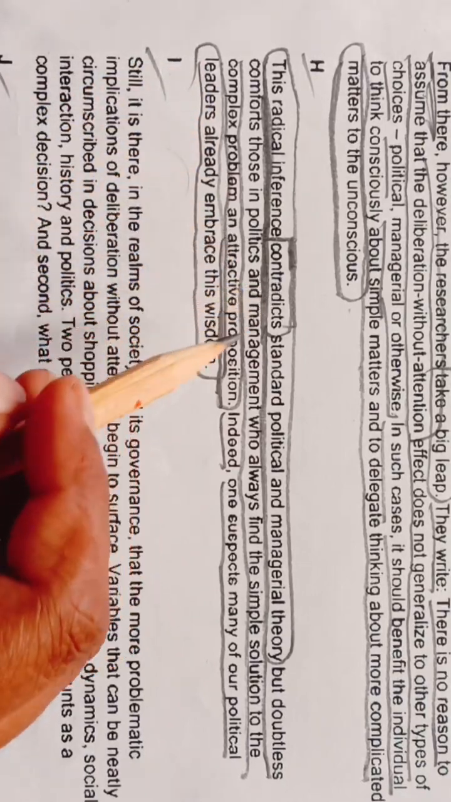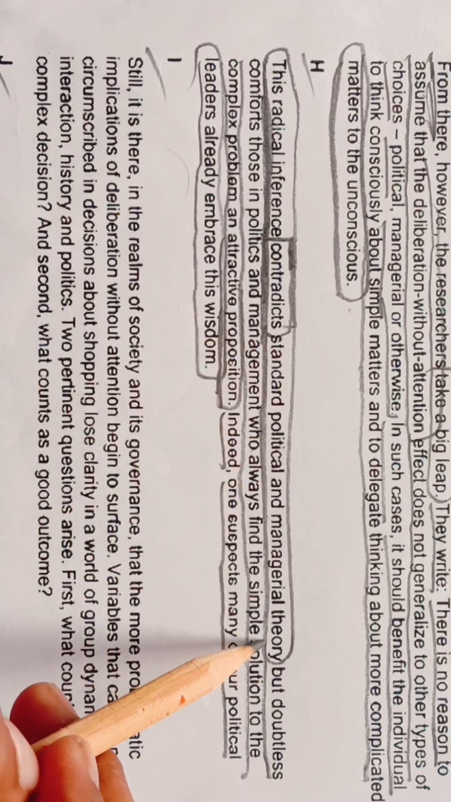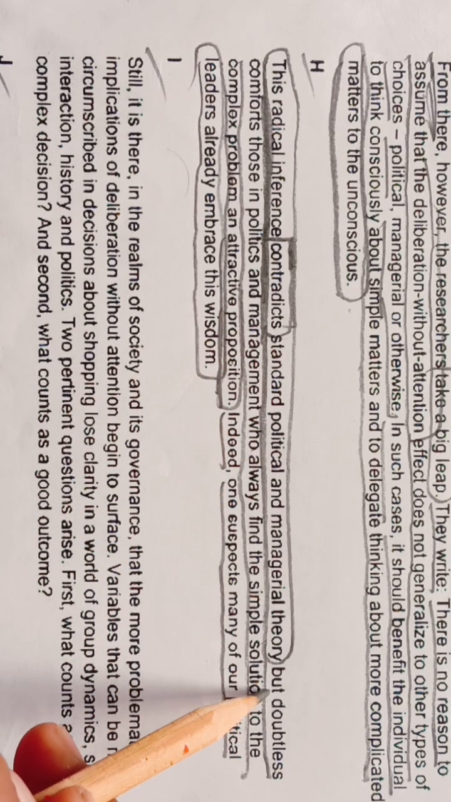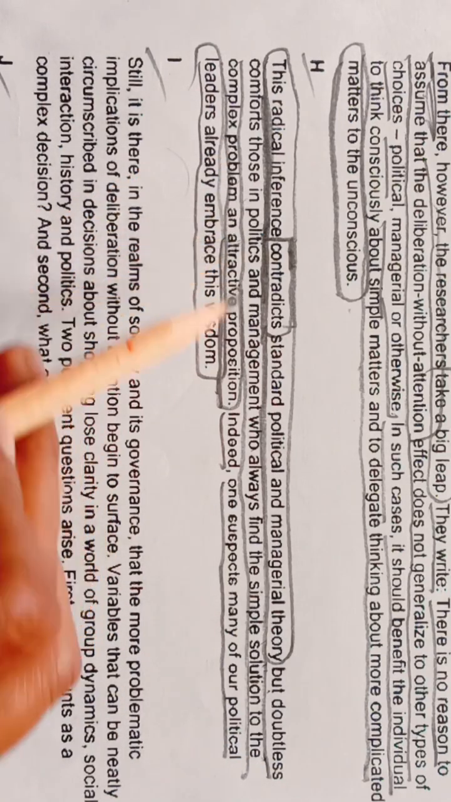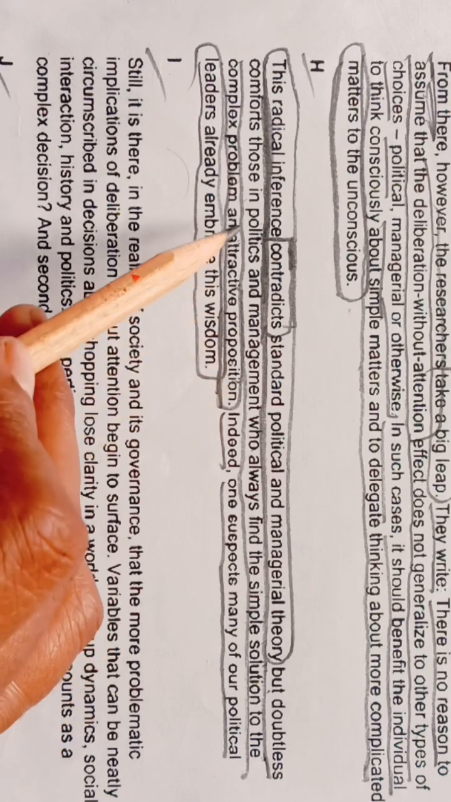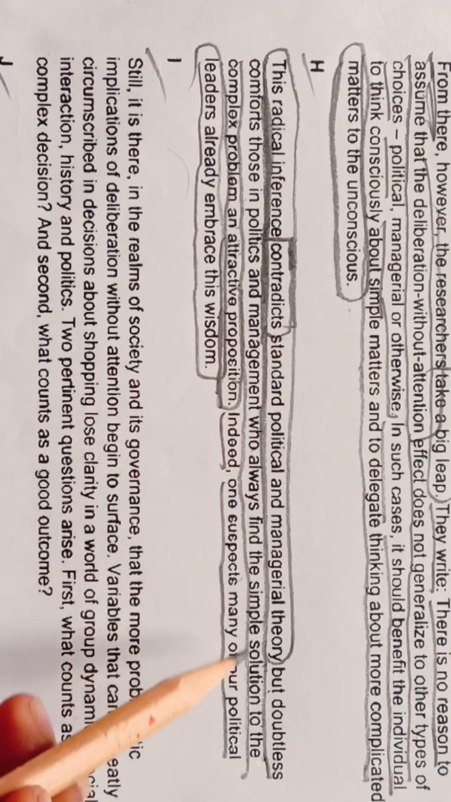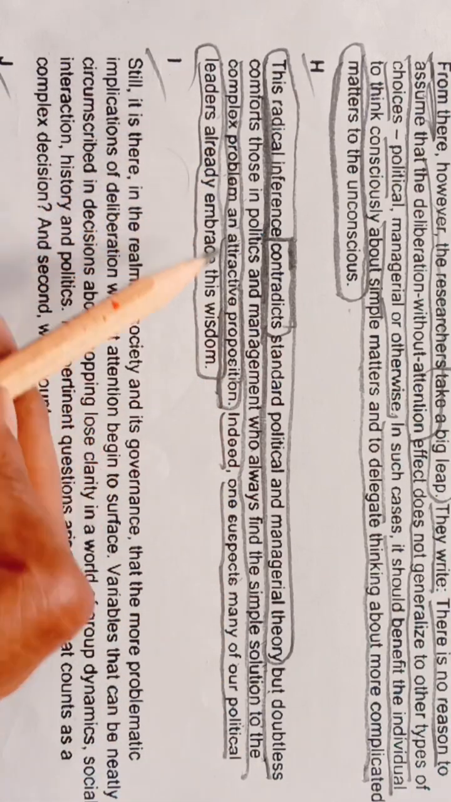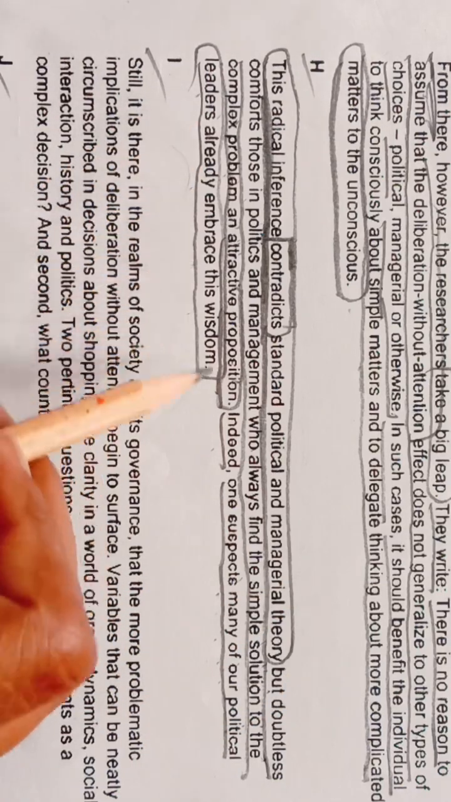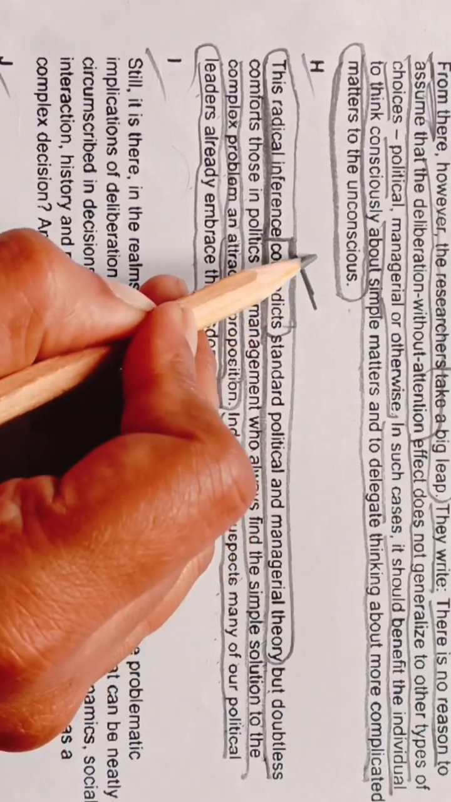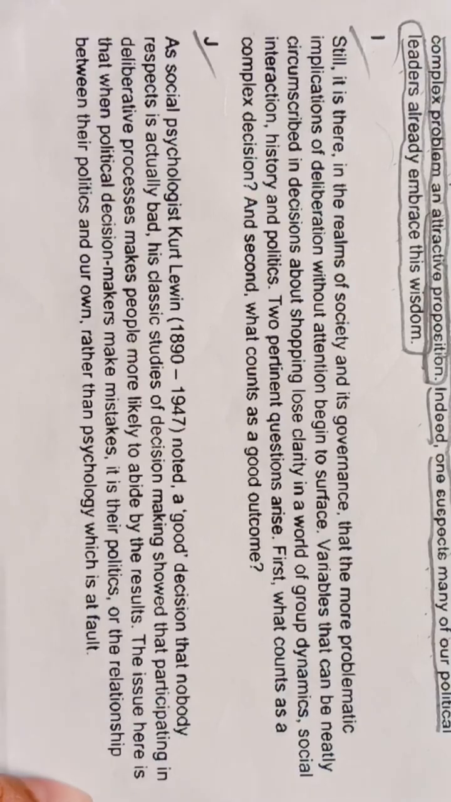Okay, so what they are saying here is that the radical inference contradicts the standard political and managerial theory, but doubtless comfort those in politics and management. Okay, doubtless it agrees with those in politics and management who always find the simple solution to the complex problem an attractive proposition. Indeed, one suspects many of our political leaders already embrace this wisdom. Okay, so this is a very important word, contradicts. So now let's quickly read our remaining paragraph also and then we will find our answer.